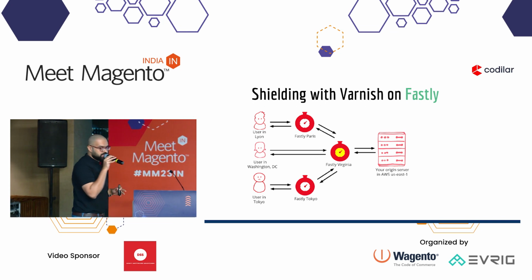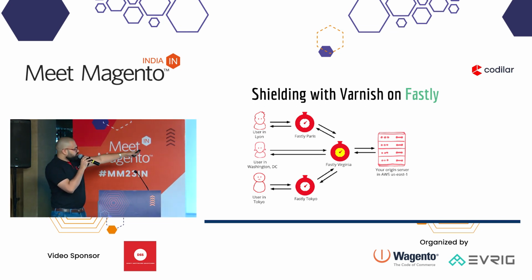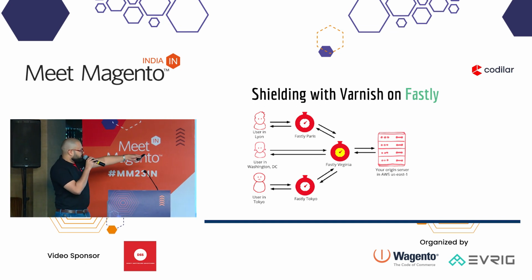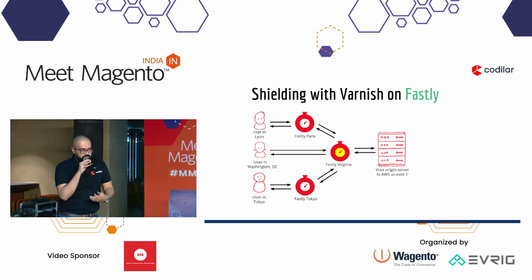They use something called shielding. In shielding, let's say you have different nodes in different parts of the world. For example, a user in Lyon is hitting a page. His request goes to the Fastly node in Paris. Now, as a client, you can designate one of the nodes as your shielding node or a primary node. If I have most of my traffic coming from Mumbai, I can say that this is my shielding node. So all the requests to other nodes will not directly go to my server or origin. It goes through Mumbai.